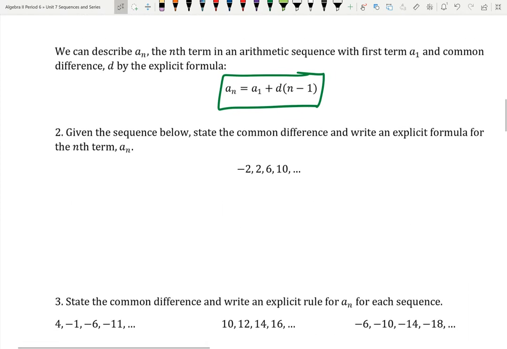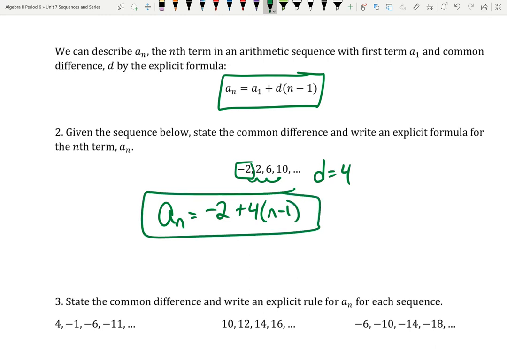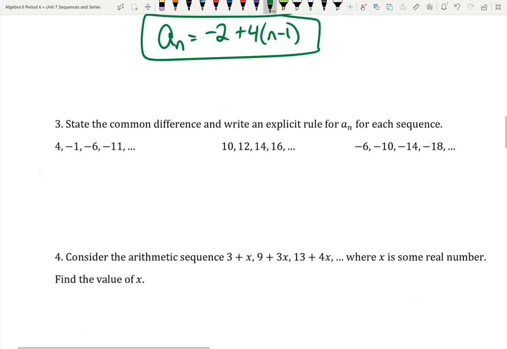Given the sequence, state the common difference and write an explicit formula. So what's the pattern here? The pattern is add 4. So I have a common difference of 4. Well, we're done. A formula for a sub n. The nth term is home base, start at -2. I keep adding 4, but if I want to get to the nth term, it's n minus 1. I could clean this formula up by distributing the 4 and then combining like terms, but I'm not going to do that right now.